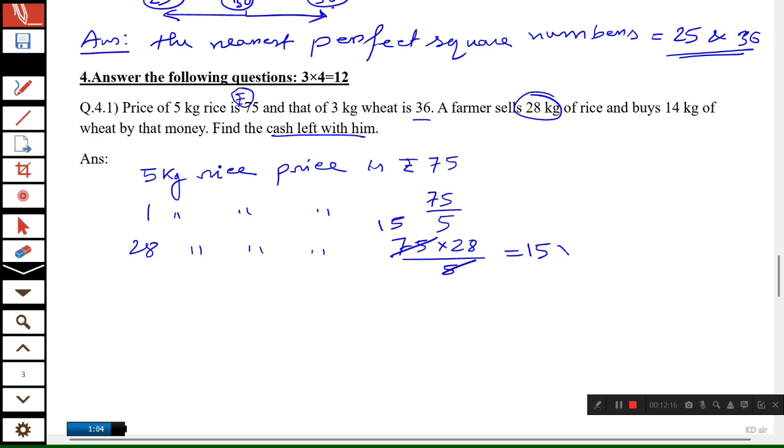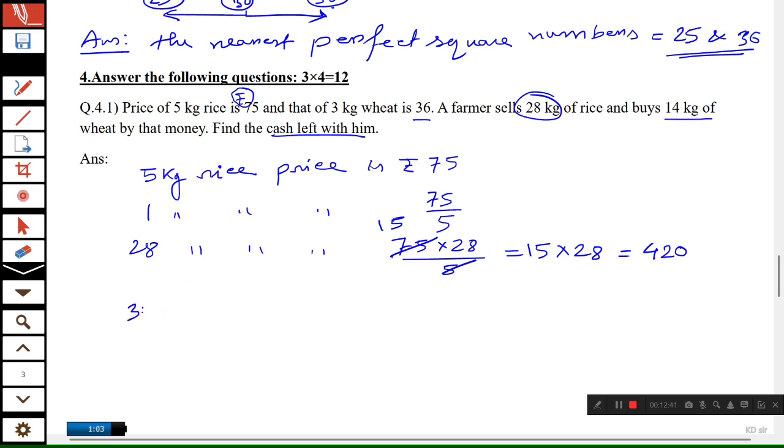15. So 15 into 28 কত আসছে? গুণ করলে আসছে 28 ইনটু 15, 420. এটা হচ্ছে প্রাইস অফ 28 কেজি রাইস.